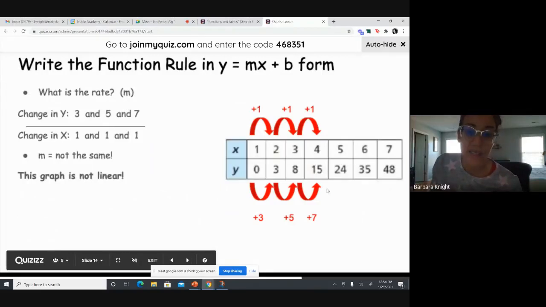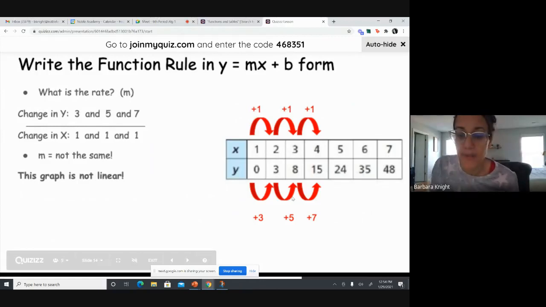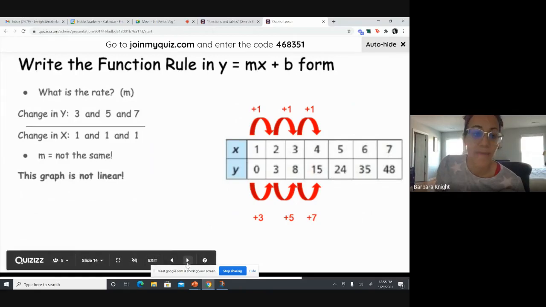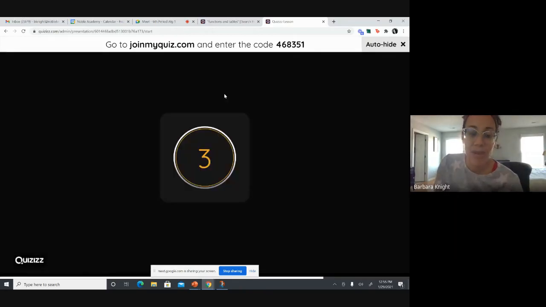Okay. This graph here is not linear because you have 3 over 1, 5 over 1, and then 7 over 1. So you can't write a linear equation for this because it's not linear. Okay. So now let's practice.